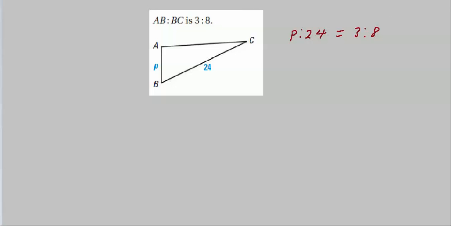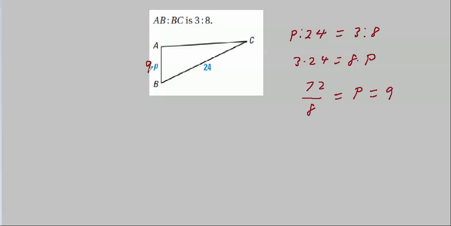So let's use our property of proportions. Remember, the product of the means, that's the inside part here, equals the product of the extremes, which are the two extremes. Okay, so we get 3 times 24 equals 8 times P. And 3 times 24 is 72. Multiply through by 1 over 8, and that is P. And of course, that equals 9. So P over here would turn out to be 9.